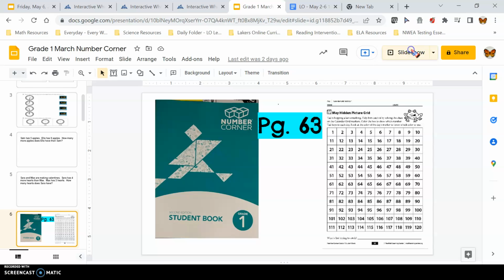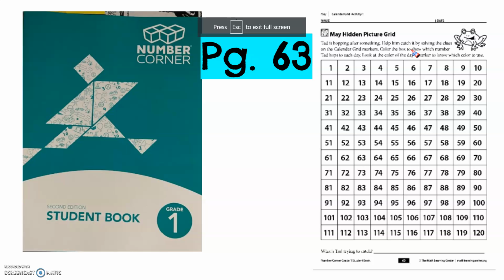I apologize. Let me go back. Let me make sure you have the right book and page because that's important every day. Please pull out that number corner book that has the blocks on the top and the person made of shapes. Pull it out. Here we go.